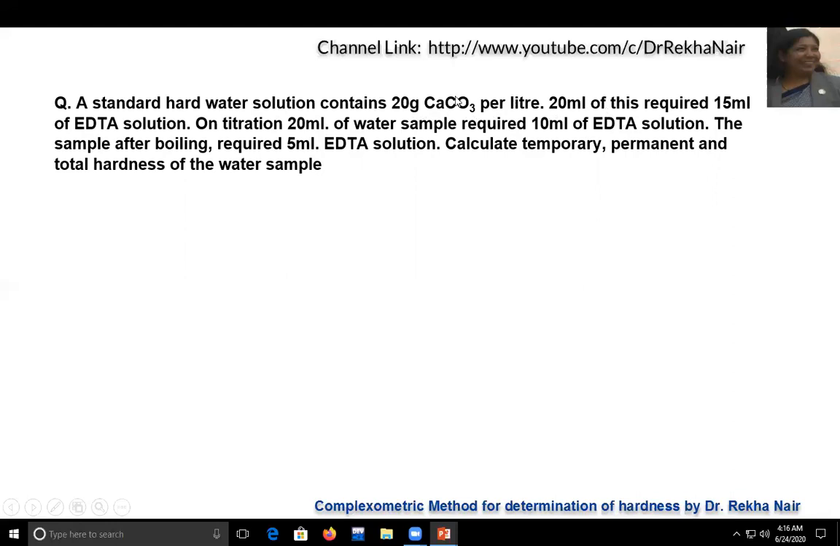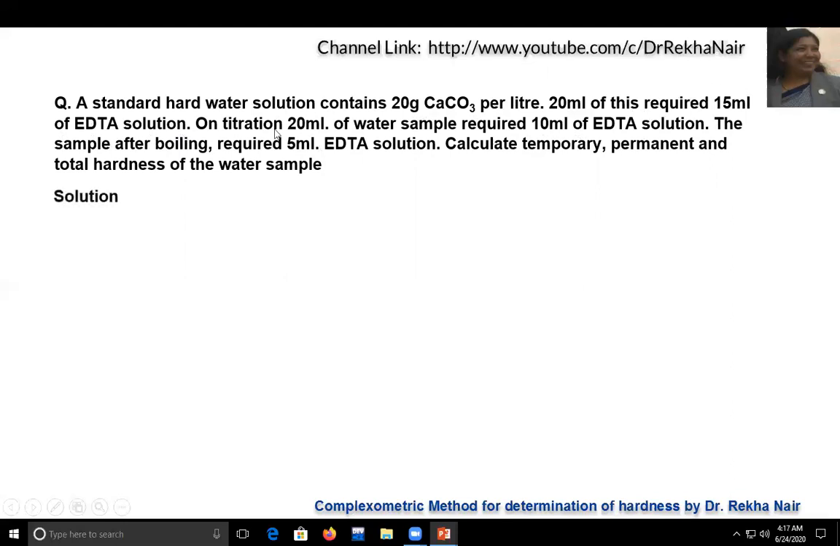20 ml of the standard hard water required 15 ml of EDTA solution. So this is our first titration. That is, we are taking 20 ml of standard hard water and it is titrated against 15 ml of EDTA solution. It means that V1 is equal to 15 ml.